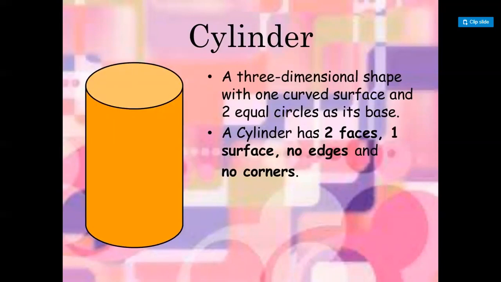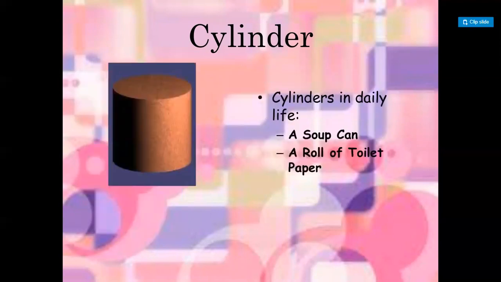The cylinder is a three-dimensional shape with one curved surface and two equal circles as its base. So it has two bases, and the bases are congruent circles. A cylinder has two faces, one surface, no edges, and no corners. You can find it in daily life in the roll of toilet paper.